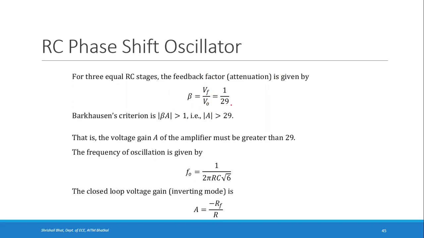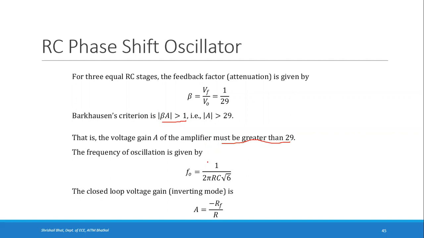In case of RC phase shift oscillator, beta is 1 by 29. So we know that Barkhausen's criterion is beta A is greater than 1. To start the oscillation, beta A should be greater than 1, right? So if beta A is greater than 1, that means if you substitute beta is 1 by 29, A will be greater than 29. That means voltage gain of amplifier in case of an RC phase shift oscillator must be always greater than 29.